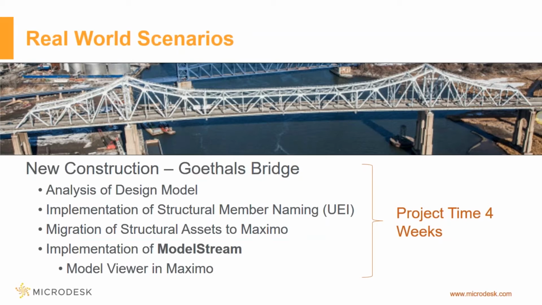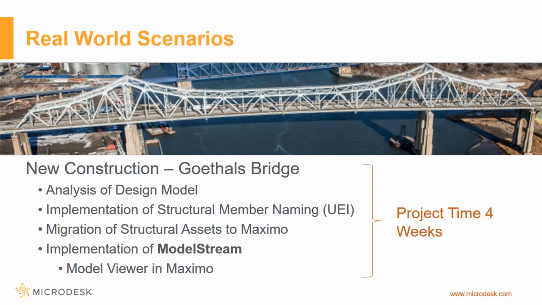So let's start to, again, tie all these pieces together into some real-world scenarios. In a couple of the customers that we worked with here for the new construction on the Goethals Bridge, there was an analysis of the design model that was done. We implemented the structural member naming convention, all within the Revit model itself. And then we migrated those structural assets from the Revit model into Maximo using Model Stream. And then we implemented the model viewer within Maximo.